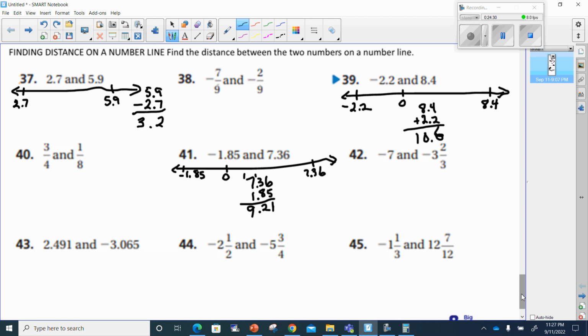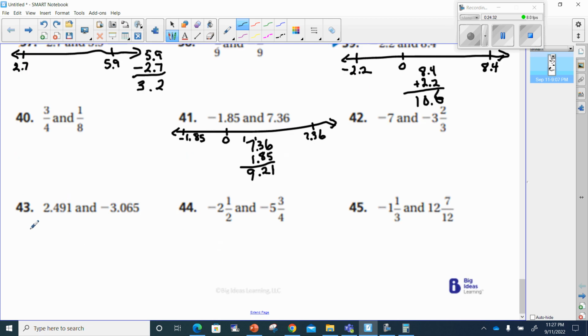Number 43. Once again, from here and here, I would be at 2.491, and I'd have to cross through 0 to get all the way to negative 3.06, which means I'm adding these numbers together. So I'm going to take 3.06, with the absolute value of negative 3.06, and add it to 2.491. I mean, we're adding here. I could put a 0 here if I want.